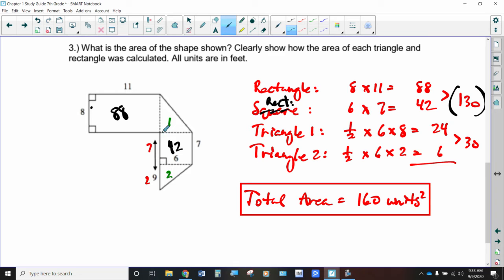This is the distance from here. That was not really clear. I apologize for that. But we know this is 7, and this shows a 9, so that means this must be 2. So this is a triangle that is 1/2 of 6 times 2, which is half of 12, which is 6. So you add those together, and you get 30. So the total number of square units that would fill in that entire shape has got to be 160 square units. I promise you I'm not going to have anything this complex on the test.